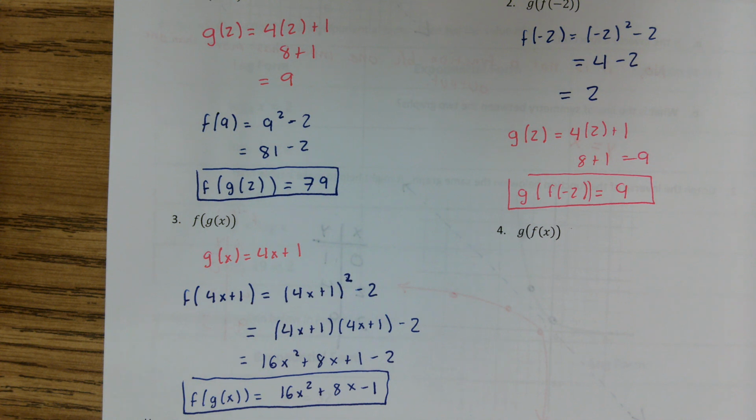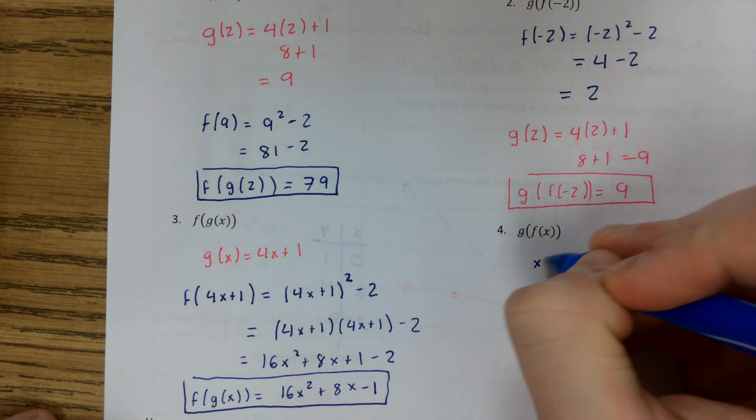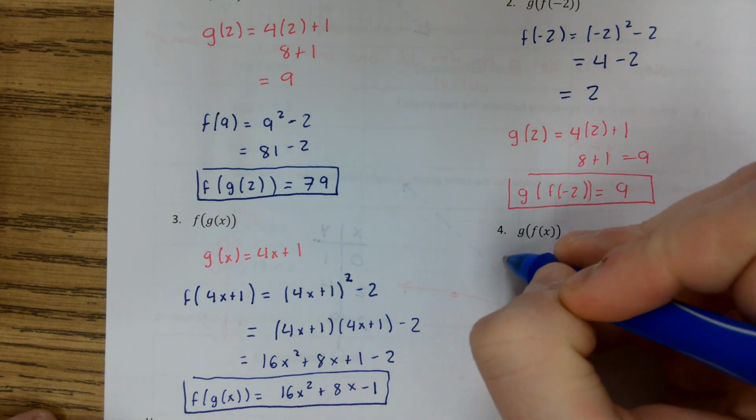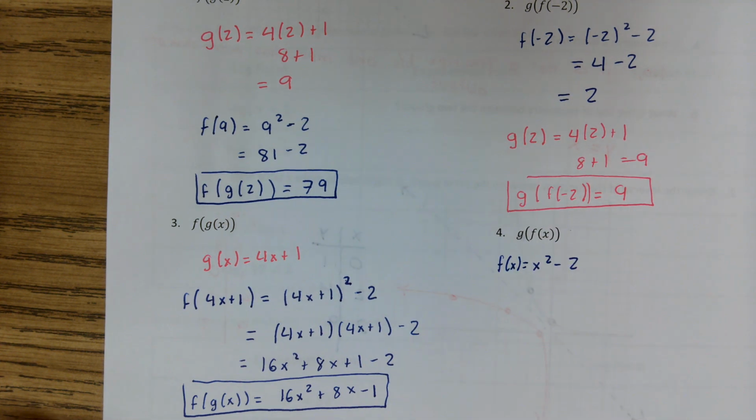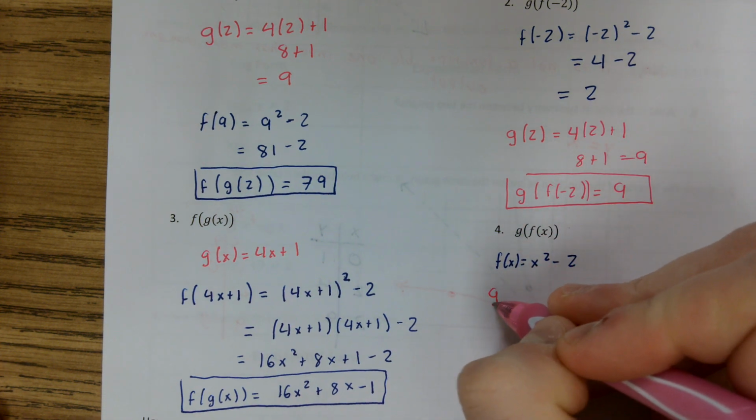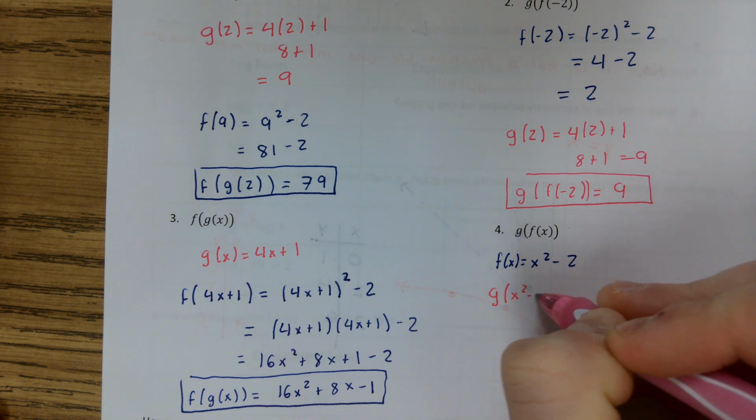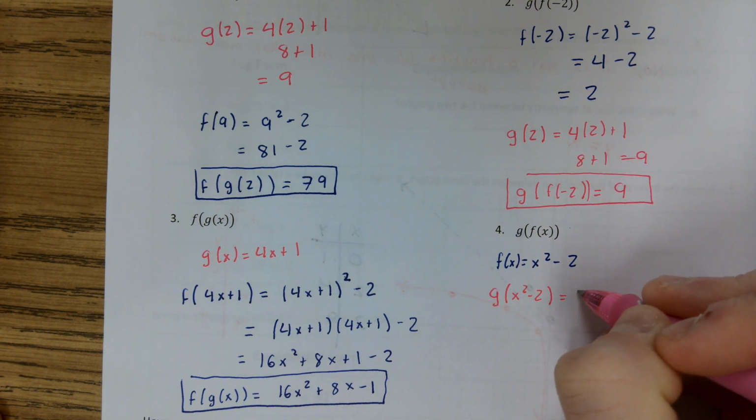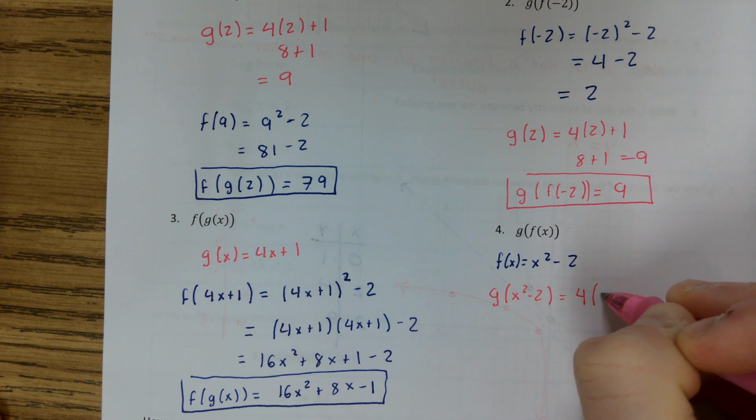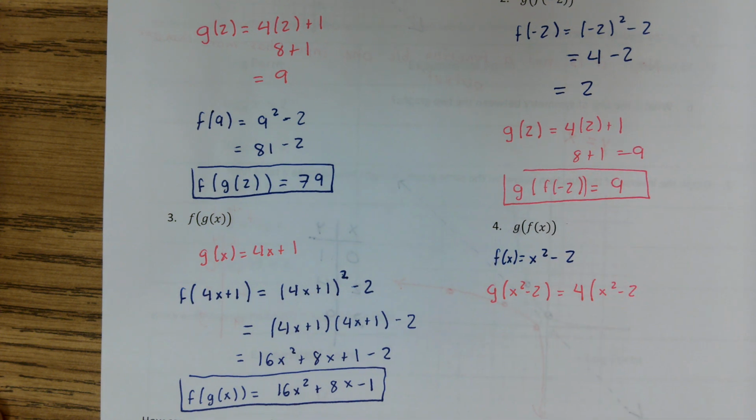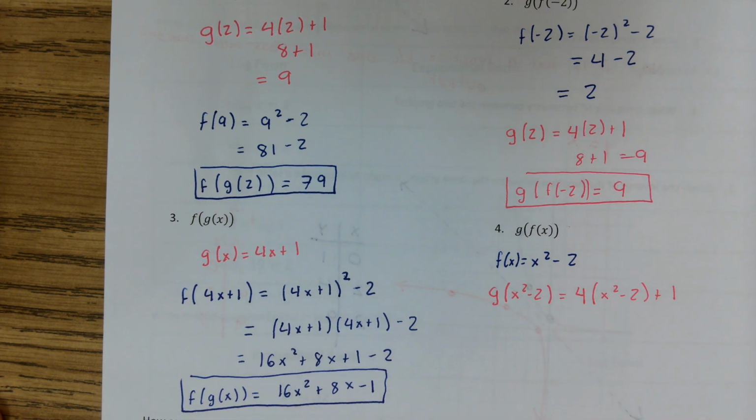Now we're going to reverse the process. So we're going to plug in that f of x function into g of x, all right? So in this case, that f of x function is x squared minus 2. And now we're just going to plug in for g of x. If you remember, g of x was 4x plus 1. So we're going to plug in x squared minus 2 into that 4x plus 1. So in this case, that's 4 multiplied with x squared minus 2 plus that value of 1.